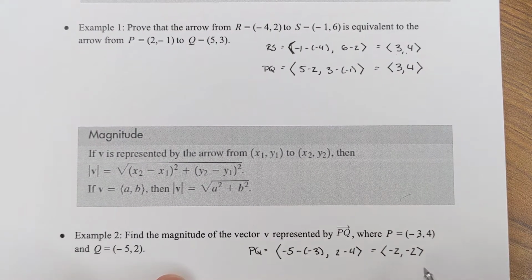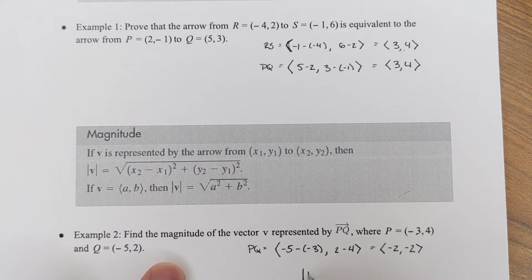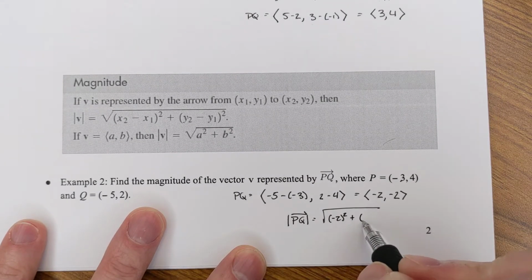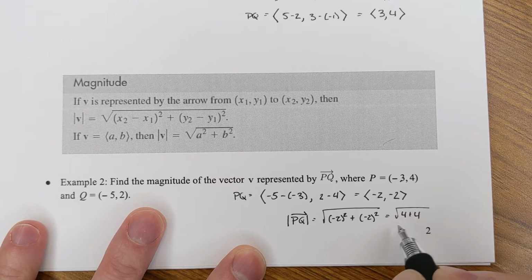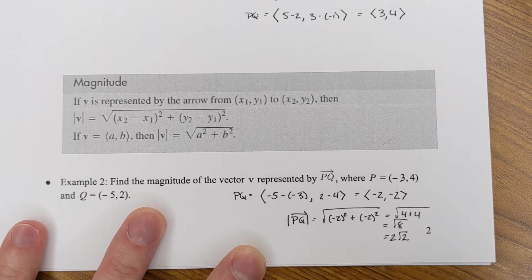So since I'm in component form, the magnitude of PQ is the square root of a squared plus b squared. So that's the square root of 4 plus 4, which is the square root of 8, which is 2 square root 2.